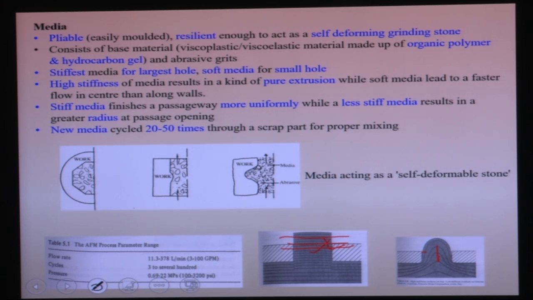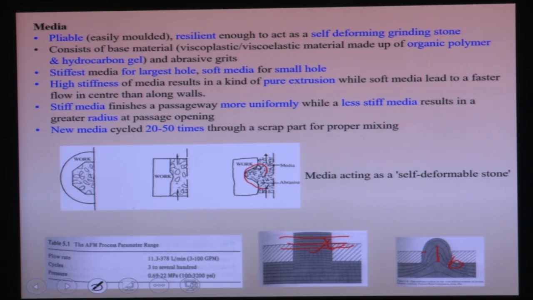So this media can flow anywhere, so it can be used for radiusing also. It can result in a greater radius at a passage opening. So if there is a passage opening and you want to generate a greater radius, you have to do the radiusing operation, so you have to use the soft media. So you can see here this kind of surface can be polished by this FM media. Any kind of surface, it will take the shape of the surface to be polished.